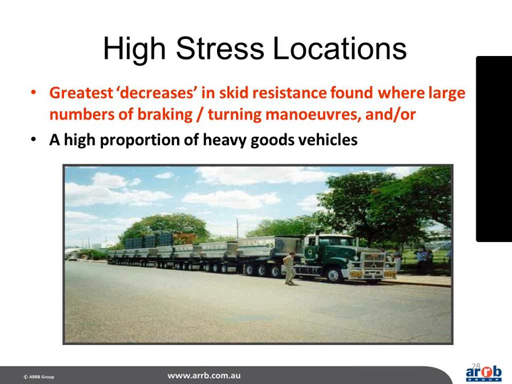The microtexture tends to polish out very, very quickly where we've got lots of braking, lots of turning, and particularly where we have some very heavy goods vehicles, like this one from up around rural Queensland, working the mines up around Cloncurry. What's that, 8 trailers there, and you can imagine going around some quite rural roads, turning into intersections and various things. There's going to be a lot of polishing, a lot of wheels in contact with the road. So it's important that we identify where our high stress locations are.